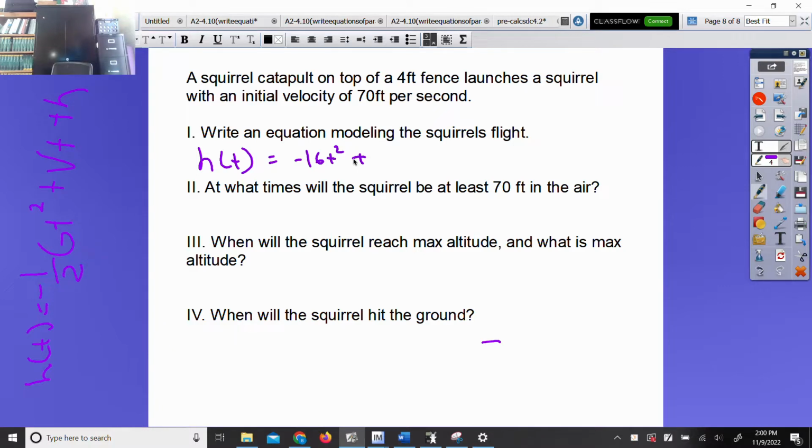All right, plus what? 70t. Plus 70t, and plus 4. I even named 16 just for that little physics equation off the side. Negative 1/2 g t squared plus v t plus height. Anywhere in the universe. Vacuum. That's the equation, as far as we know.